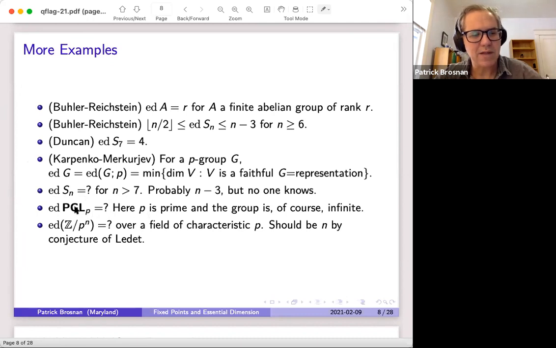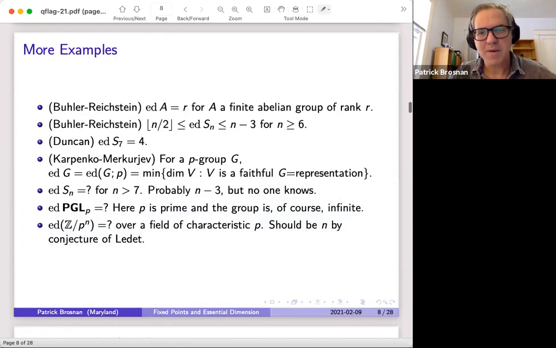Here the group is an algebraic group. It's not a finite group. And then we don't know the essential dimension of Z mod p^n over a field of characteristic p. It should be n by a conjecture of Levitt, but that's still completely open.